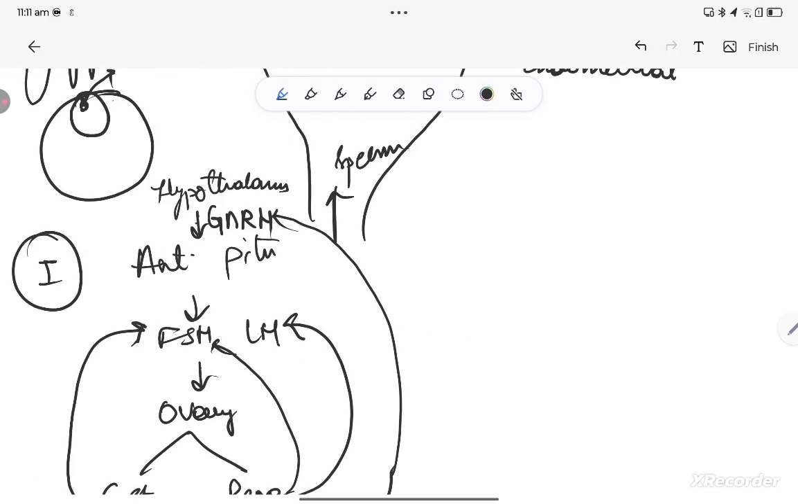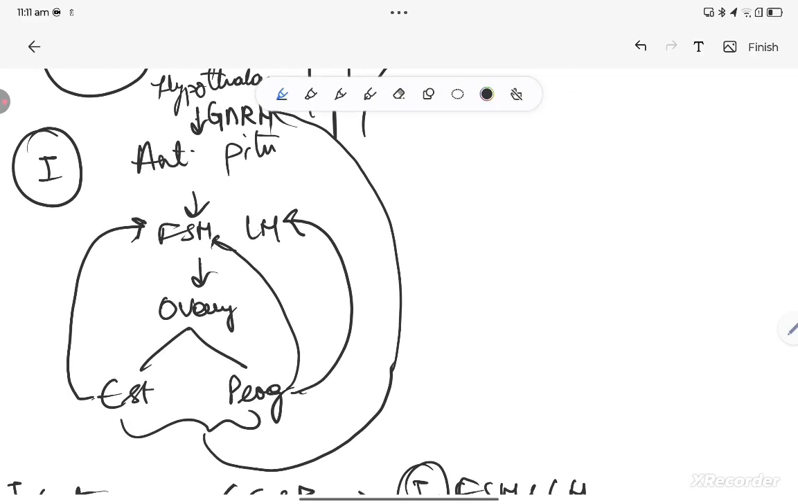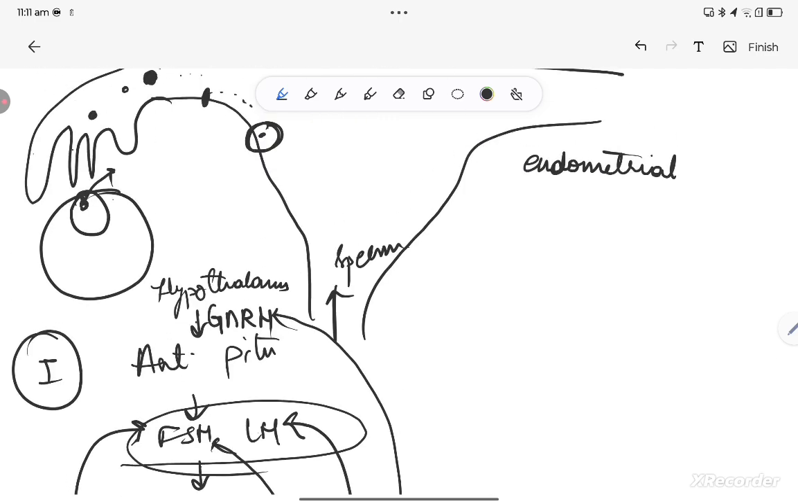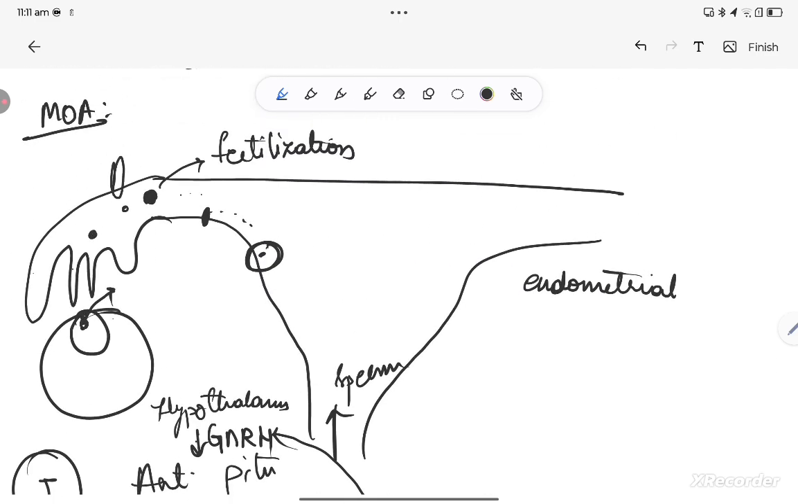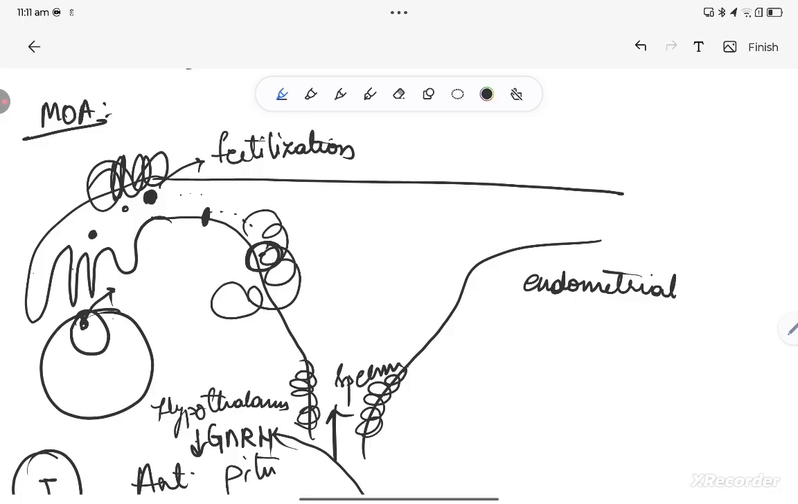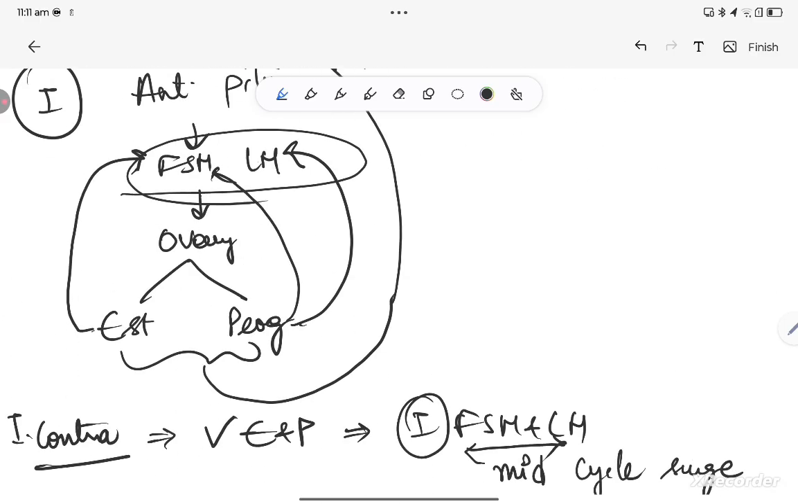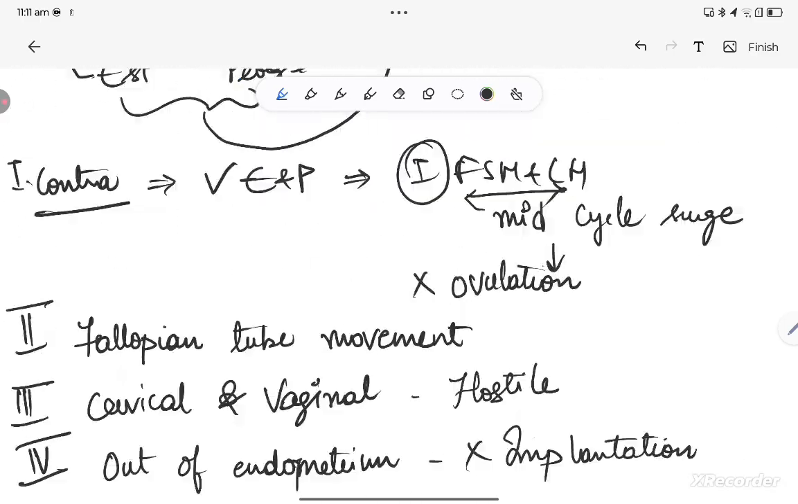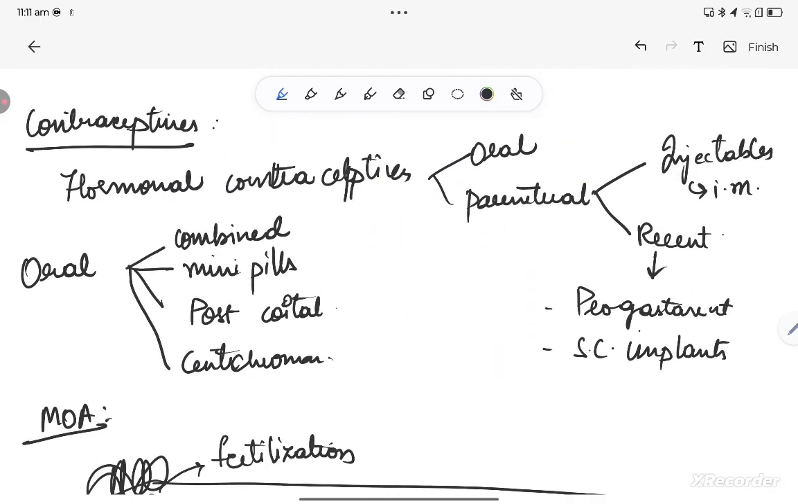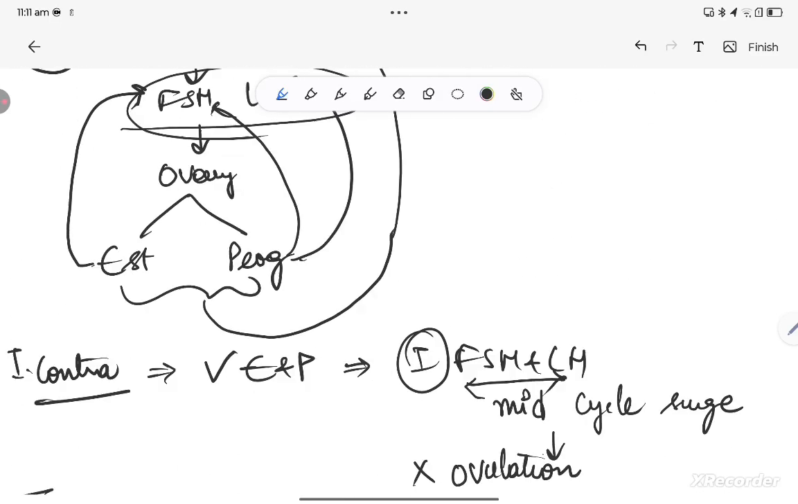Let us once revise again. First thing is obviously inhibition of FSH and LH. Second thing is improper fallopian tube movements. Third thing is vaginal and cervical hostile environments. Finally, an inappropriate endometrial bed. These are the four important things. Now, in the classification, we saw that oral pills are combined pills, mini pills or progesterone-only pills, and postcoital pills. So, we will compare the mechanism of action of each.